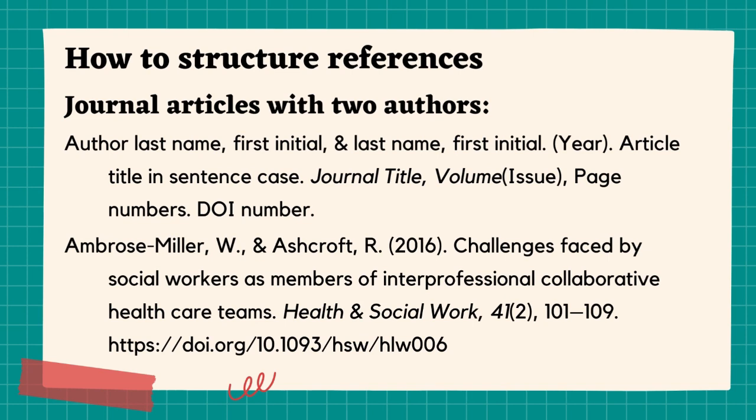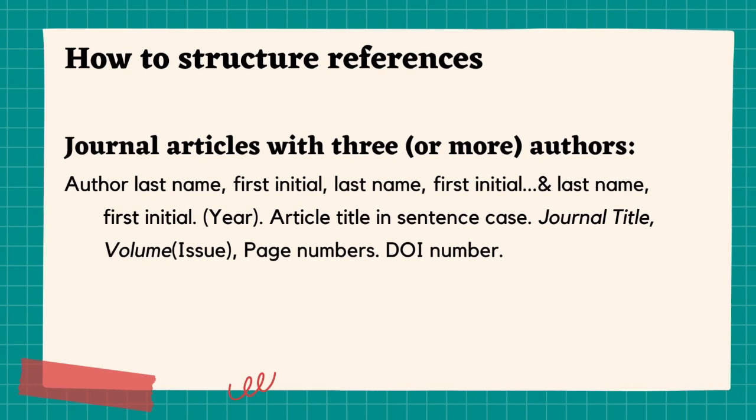For 2 authors, the structure is the same. You would just use author last name, comma, first initial, ampersand, last name, comma, first initial. You can see in the example below, Ambrose Miller, comma, W, ampersand, Ashcraft, comma, R. You then put the date in parentheses. The article title is still in sentence case. Health and Social Work is the journal title in title case. That and the volume are italicized. Then we have the issue in parentheses, the page numbers, and the DOI address.